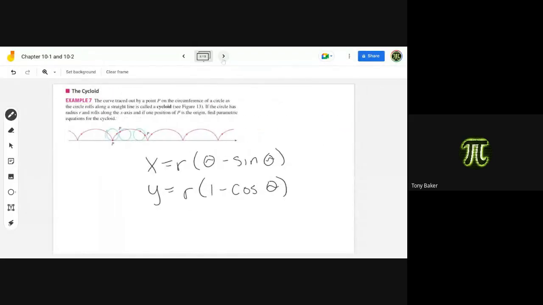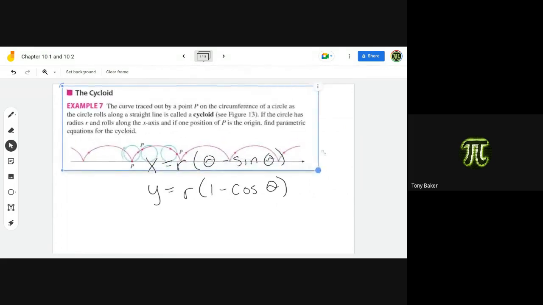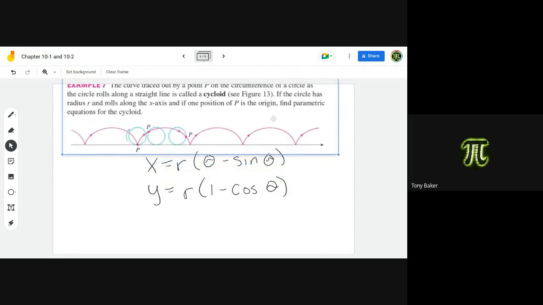All right. One of the more important style graphs is known as the cycloid.